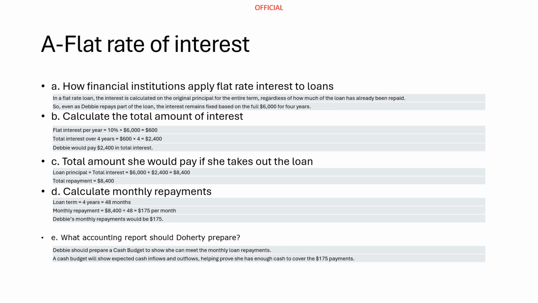So what accounting report should Debbie prepare? Debbie should prepare a cash budget to show she can meet the monthly loan repayments, where she can show receipts and repayments. A cash budget will show expected cash inflows and outflows, helping prove she has enough cash to cover the $175 repayment.